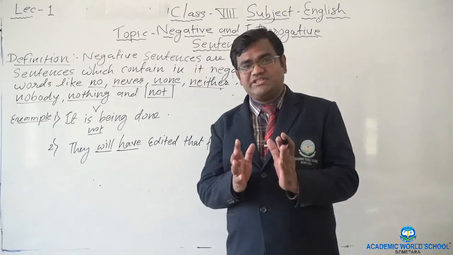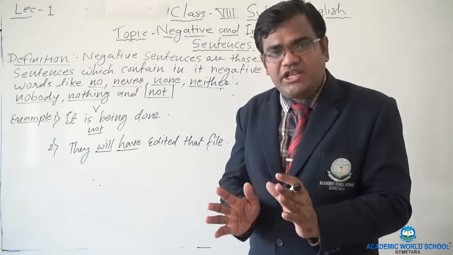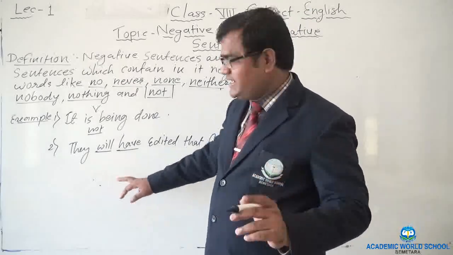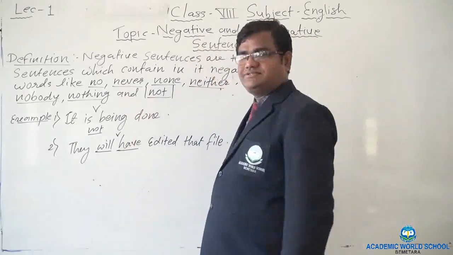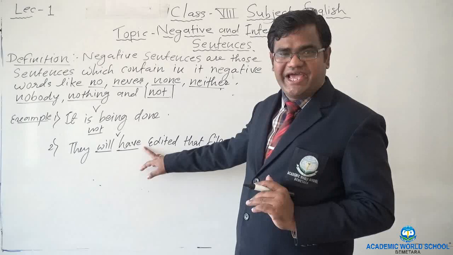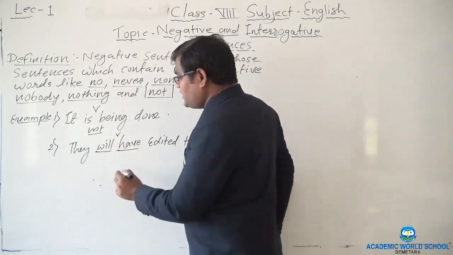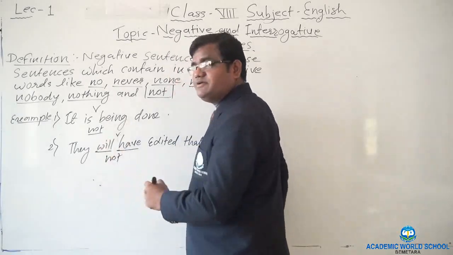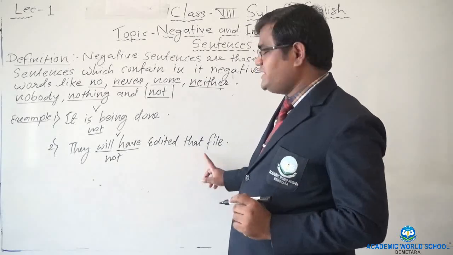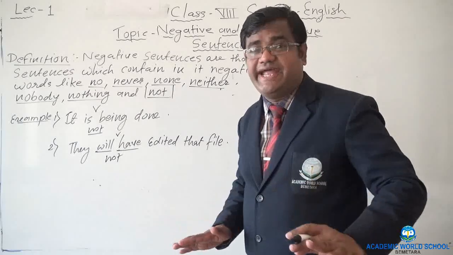But let me tell you one thing that we learn in future tense, that we cannot make any future tense without using will or shall, right? So wherever you have to use not in future tense, you don't have to use it after have. You have to use it simply after will only, only after will. So the answer, while making the sentence negative, will be: they will not have edited that file. They will not have edited that file.